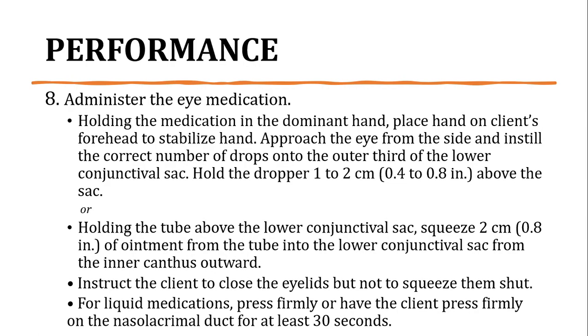Administer the eye medication holding the medication in the dominant hand. Place hand on client's forehead to stabilize hand. Approach the eye from the side and instill the correct number of drops onto the outer third of the lower conjunctival sac. Hold the dropper 1 to 2 cm or 0.4 to 0.8 inches above the sac. Ito po na pag-instill ng medication from the side prevents the possibility of blinking of the client while administering the medication.